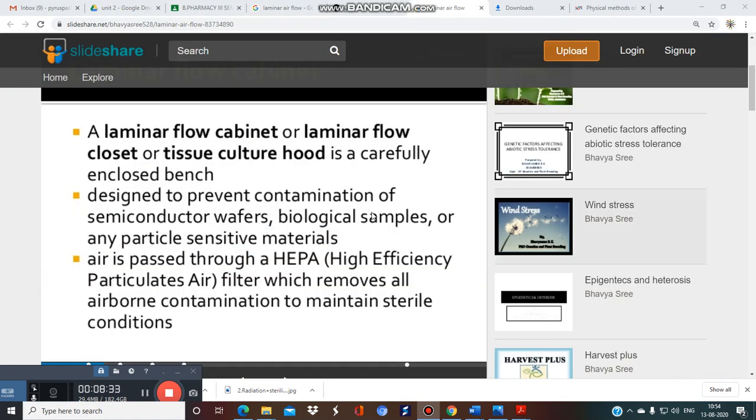Just see the use. Laminar airflow is basically a hood, or you can say a tissue culture hood. It is widely used to culture plant tissue, or even in microbiology for culturing microorganisms, we will use this laminar airflow environment. It is designed to prevent the contamination of various biological samples. The air is passed through a HEPA filter which removes all the airborne contamination and maintains the sterile condition. So it is a hood in which a HEPA filter is attached.